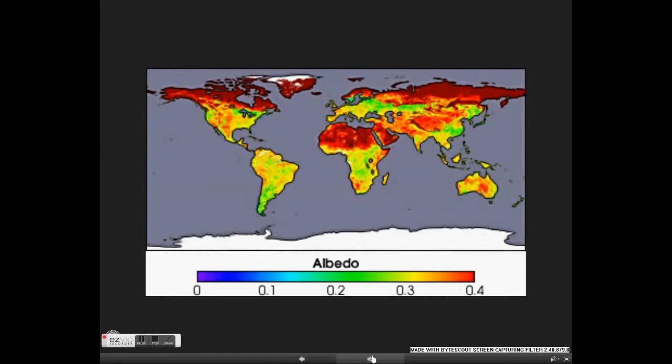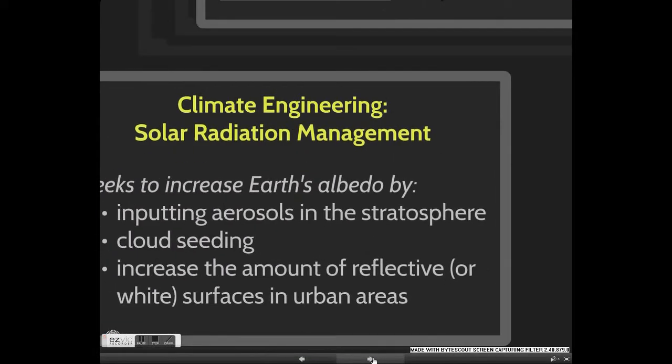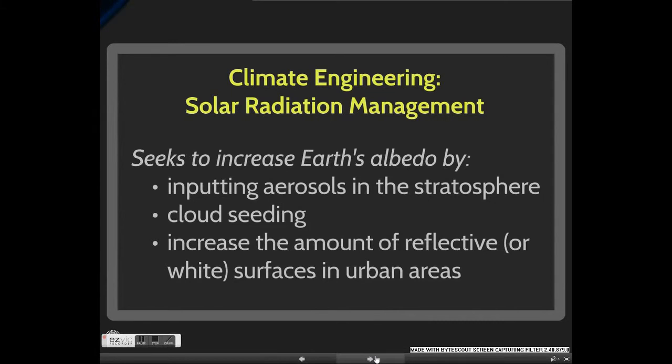As illustrated in this map here, you can see that our darkest areas of albedo actually occur in our northern hemisphere, where there are actually more ice covers. Obviously, snow and ice do reflect solar radiation very well. However, we can't have a snow-covered planet. So how do we increase albedo to mitigate climate change?